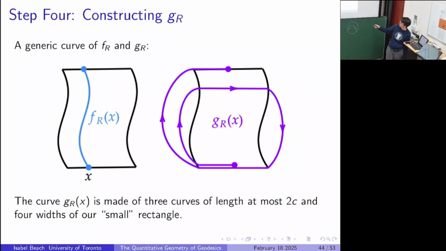So a generic one looks just like some loop in that homotopy, followed by g r minus epsilon. And of course, f r is just some vertical curve in my rectangle here. So this guy has length at most some small delta, plus 2c, plus small delta, plus 2c, plus small delta, plus 2c, plus small delta, so it's going to have length at most 6c.